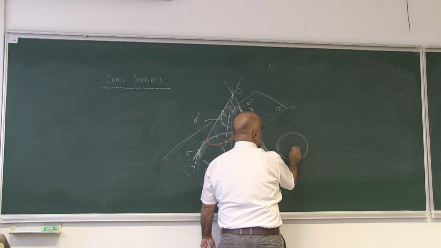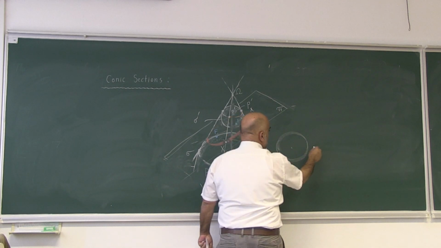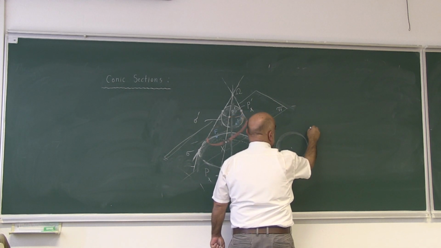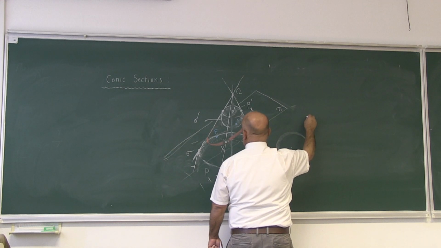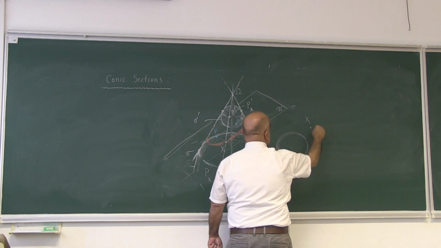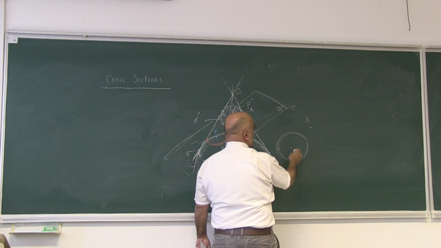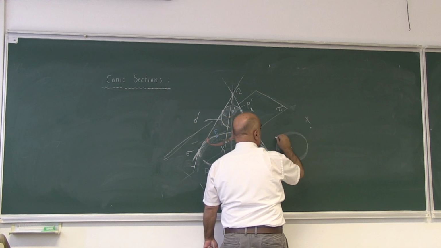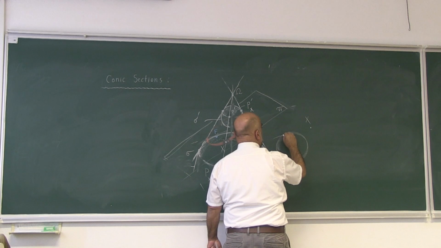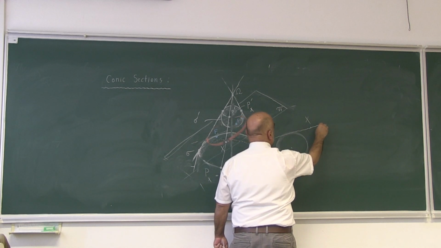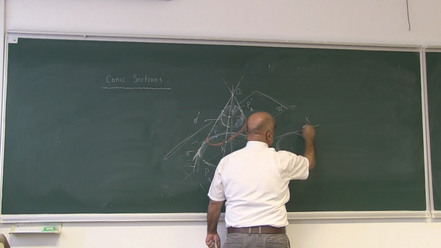Okay, so let's do it like this. Let's take a circle, and let's take a point outside. Let's call that point X. You've got a circle and a point outside it, so you can draw two tangents externally, like this. It is, of course, a very elementary fact.